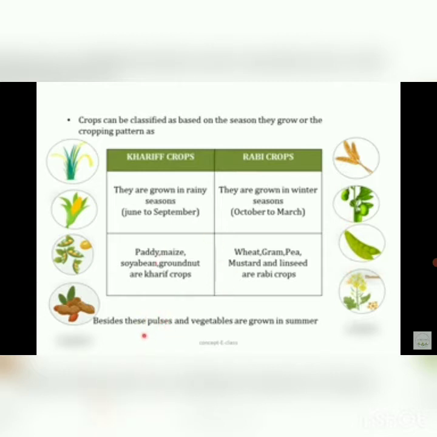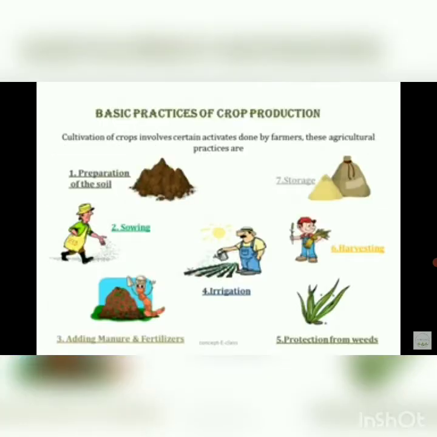Besides these, there are pulses like dal, tur dal, and usually vegetables that we grow in summer. So next is a very basic concept: the basic practices of crop production. This is a very important part of the chapter on agriculture, that is, cultivation of crops.